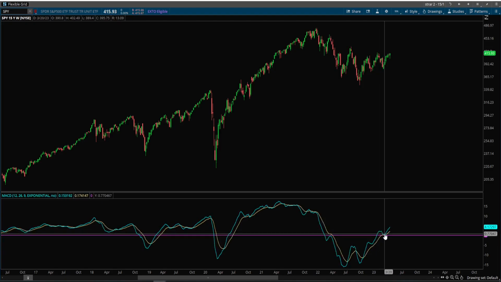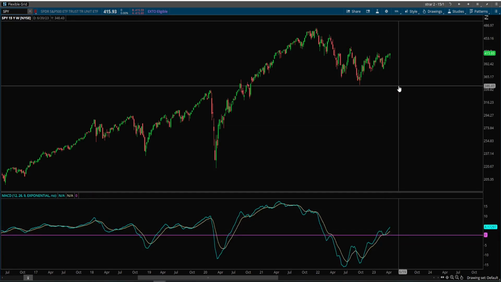And as you can see, we are bullish for the first time here, flipping, getting above that zero line and bouncing off that zero line. For the first time, the MACD has been above that zero line in well over a year. So yeah, looking strong here on the weekly chart on the MACD.